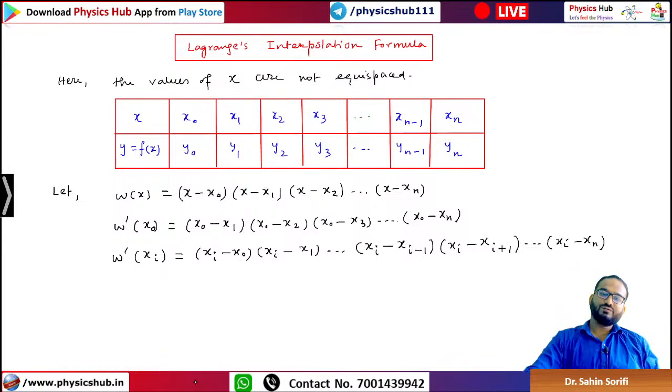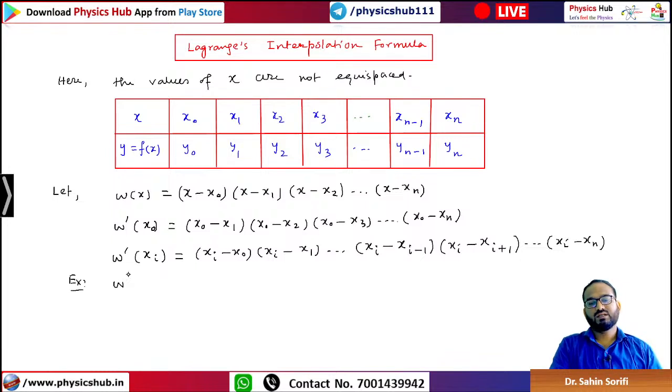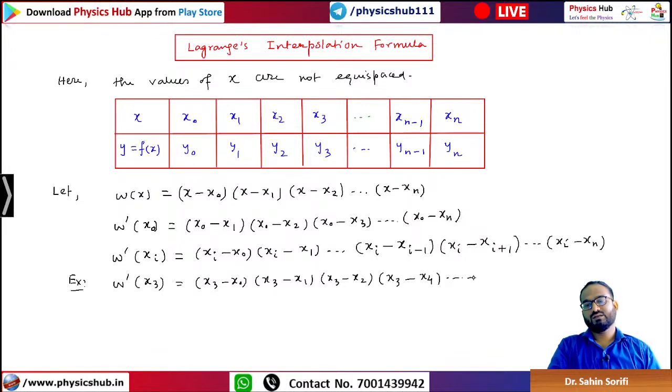So using this last formula, you can find out any value. If you want to calculate, for example, w prime of x3, what will be there? x3 minus x0, x3 minus x1, x3 minus x2 will be there, but x3 minus x3 will not be there, so x3 minus x4 will be there, and so on, up to x3 minus xn. So I hope you understood this one.